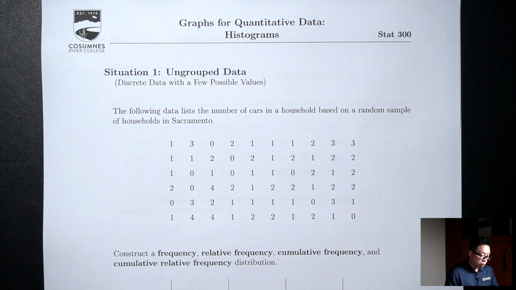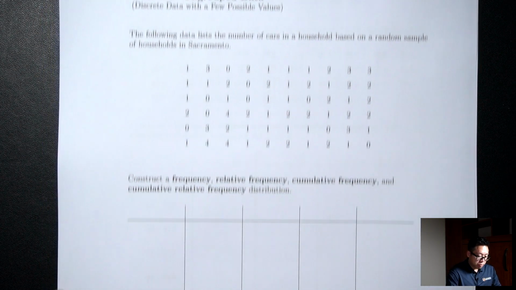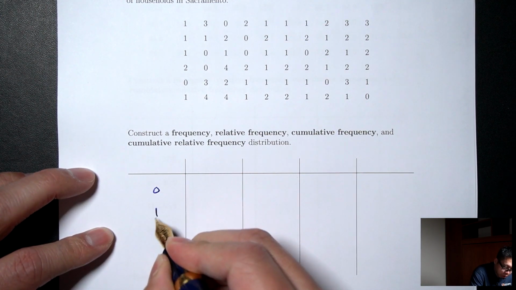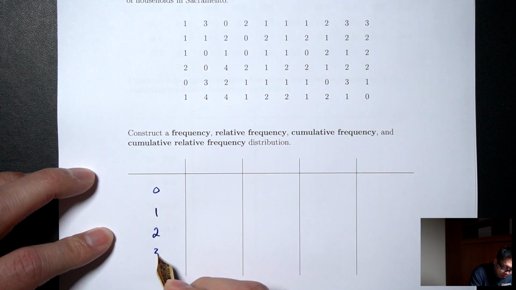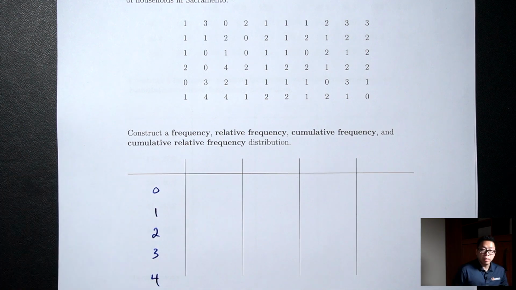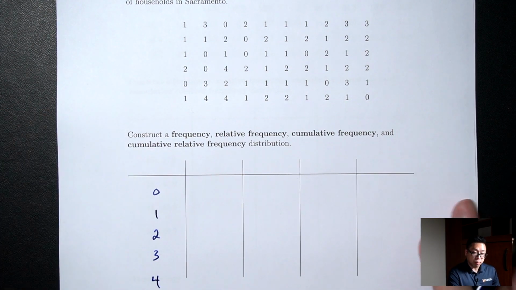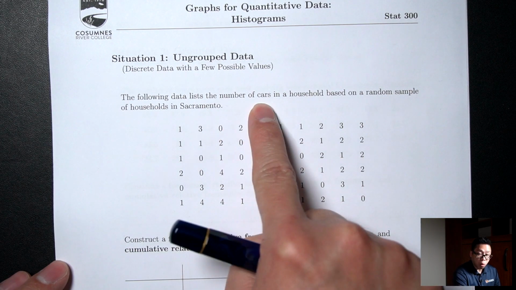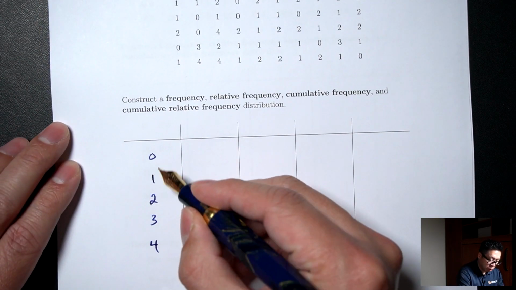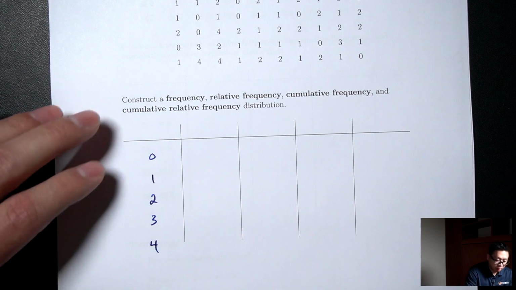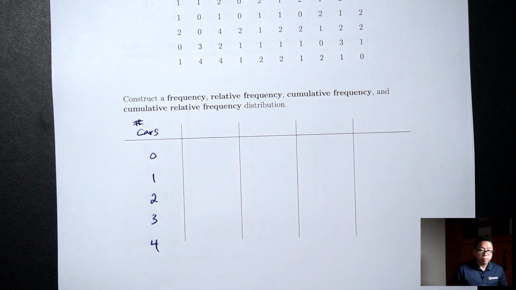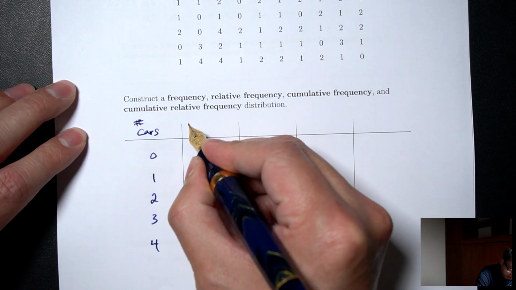So in this situation where we don't have that many different answers, we can just list all the answers. So we said we saw some 0s, some 1s, some 2s, some 3s, and some 4s. And let me title this column. This data represents number of cars, which means this 0, 1, 2, 3, and 4 represents number of cars. And we'll find the frequencies.